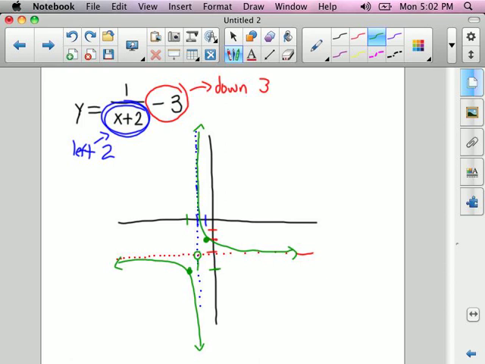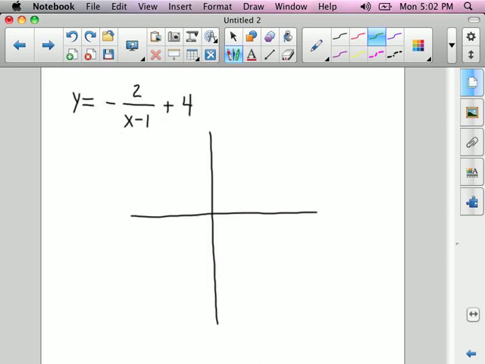Going to do one more problem in this video, and on this one here, I'm going to see what happens when we have some extra stuff going on, like a negative sign out front, a number on top. Before we get there, though, let's look at how our graph moves. We see from this that our graph's going right 1. So my vertical asymptote is going to go right 1. And I see from my outside that I'm going to go up 4. So that asymptote is moving up 4.